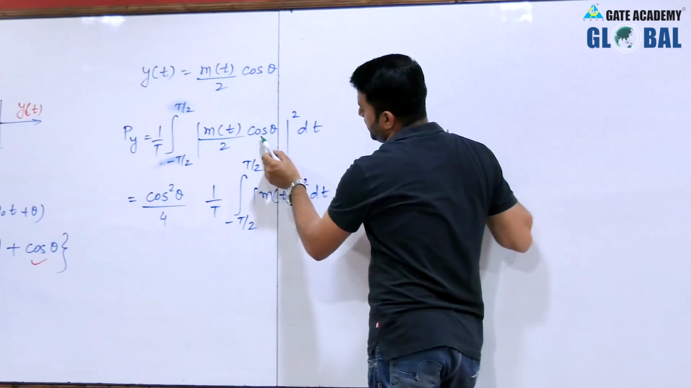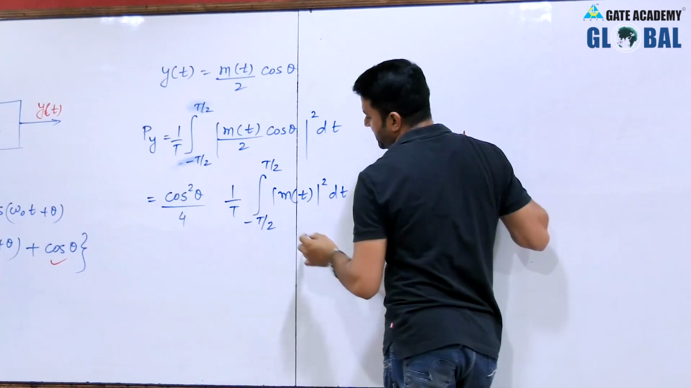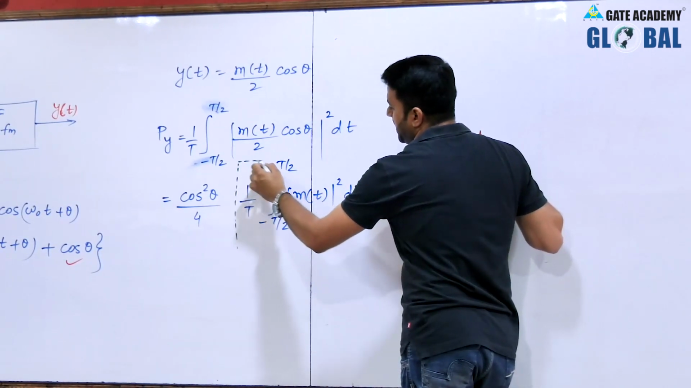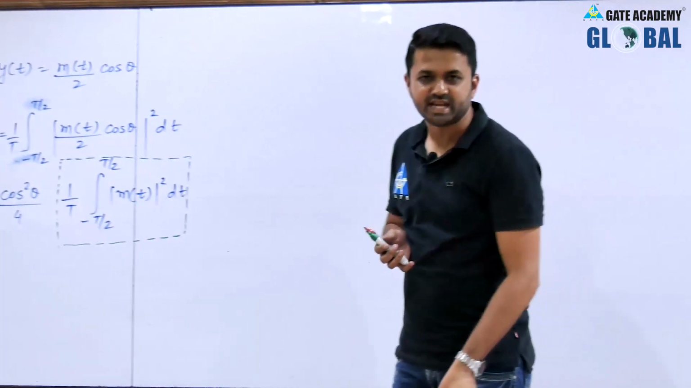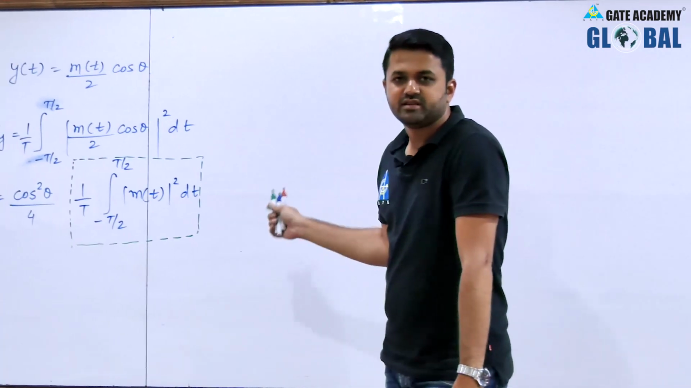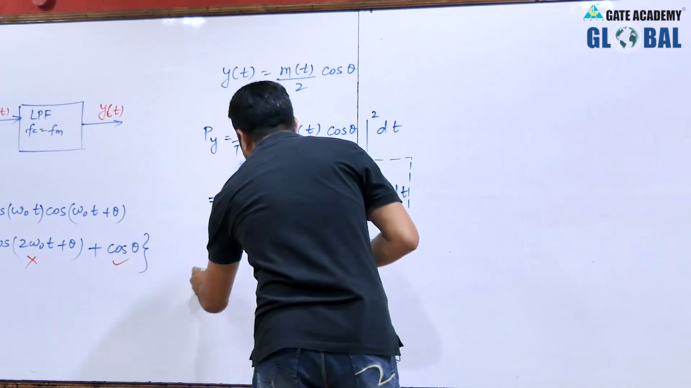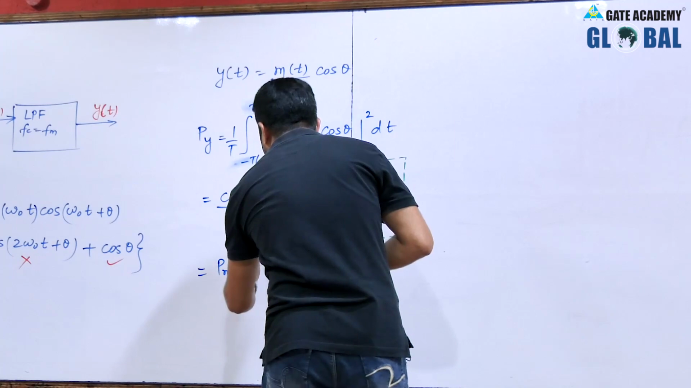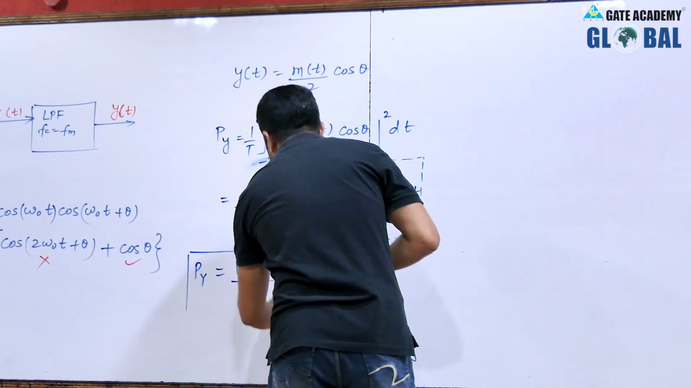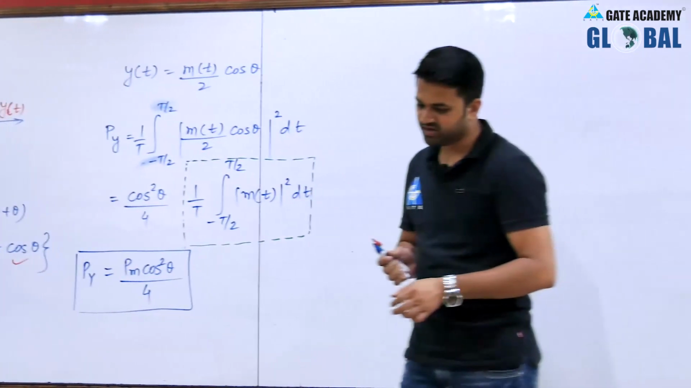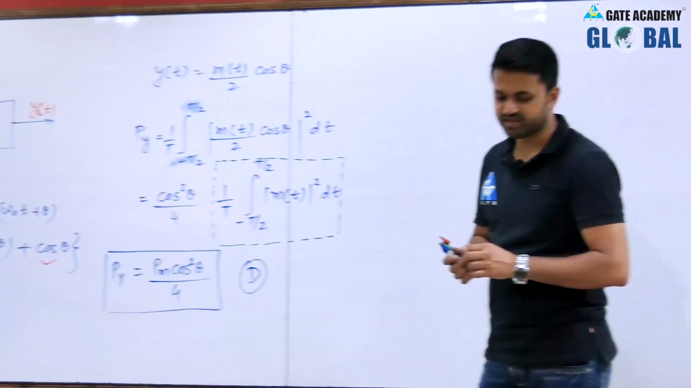So here cos square theta is a constant term, so it is independent of time, and the 4 is also independent of time, and the remaining integral will give me the power of the message signal, because this is nothing but 1 upon T integration over the time period of the message signal square into dt. So it is nothing but the power of the message signal, and it is given that the power of the message signal is Pm. So we will get Pm cos square theta by 4. So this is the answer. The power of the output of the low pass filter is Pm cos square theta by 4, which is our option D. So the correct answer for this question is option D.